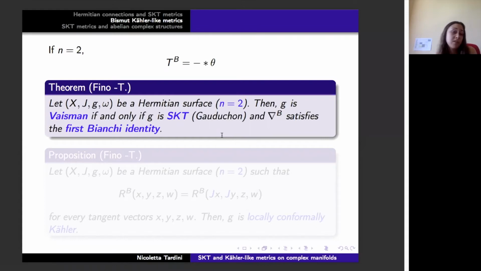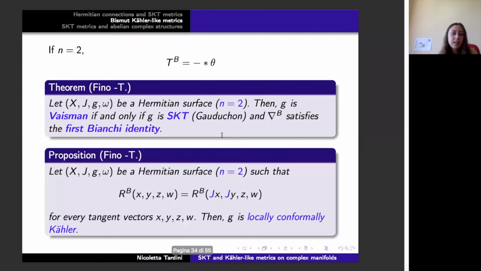Of course, dimension 2 is very special. The Bismut Kähler-like condition has two properties: the first Bianchi identity and J-invariance in the first two entries. If we take the second part of the definition of Bismut Kähler-like in dimension 2, we get that the metric is locally conformally Kähler. Essentially the Lee form must be closed, just using this J-invariance in dimension 2. So all these results suggest that every time we put nice symmetries on the curvature, we get some restrictions on the metric.